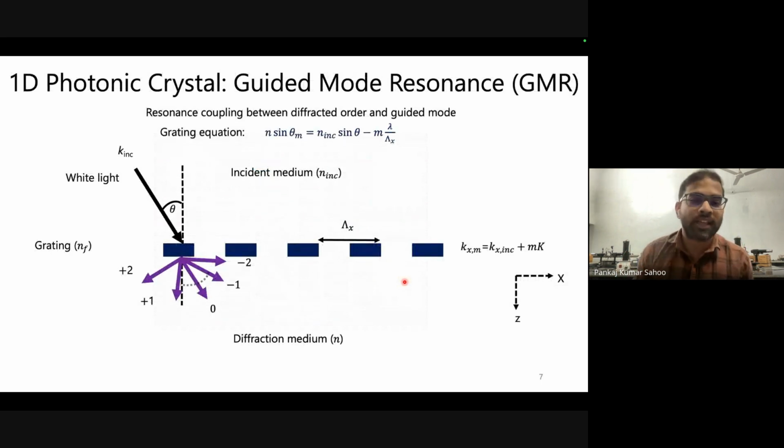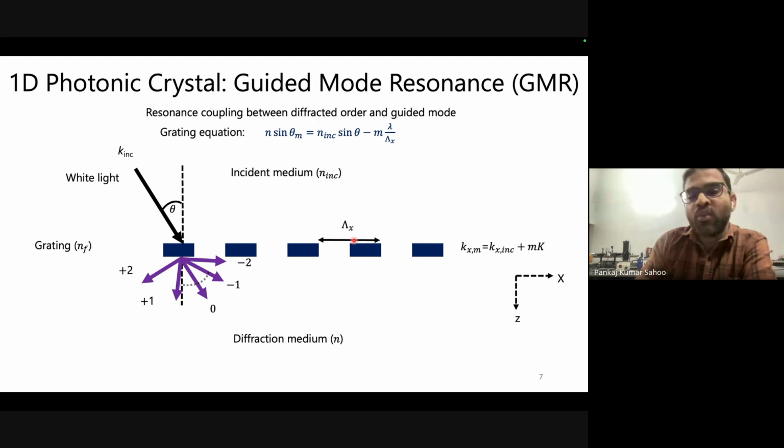Now, since I told you the periodicity can be along one dimension, two dimensions, or three dimensions, accordingly it can be a 1D photonic crystal, a 2D photonic crystal, and a 3D photonic crystal. Here I have shown one of the most important applications of photonic crystals, that is a 1D photonic crystal, also known as a guided mode resonance structure. Suppose we have a 1D photonic crystal, which means this is repeated along one dimension only.